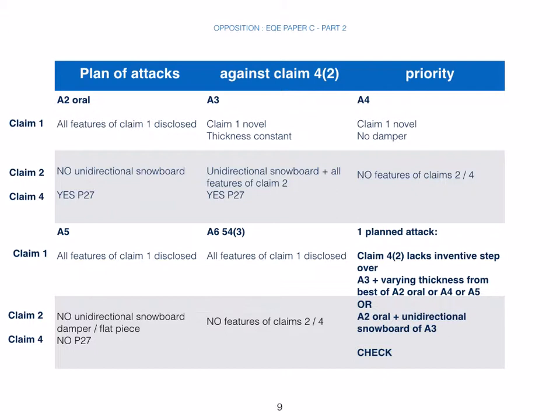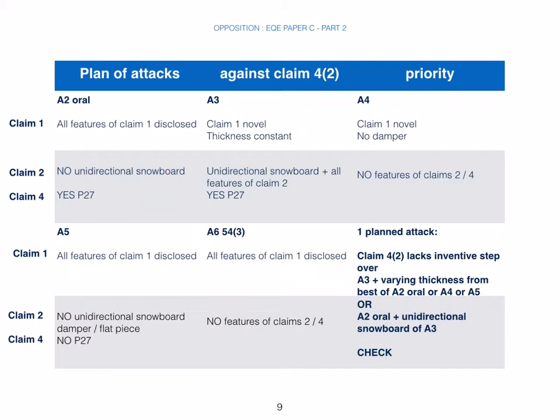As we're looking for lack of inventive step, A6 is ruled out because it's a 54(3) document against claim 4 when it depends upon 2. A3 has all the features of claim 4 when it depends upon 2, except that the thickness is constant. The variable thickness could come from A2 or A4 or A5.